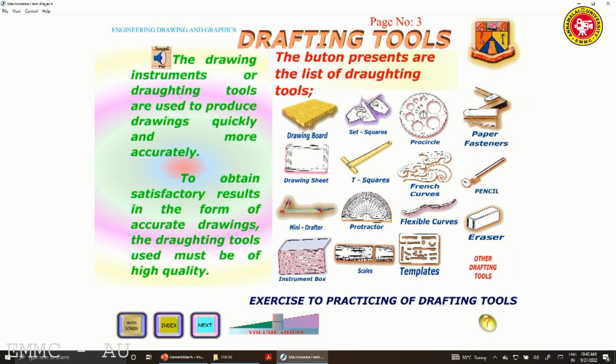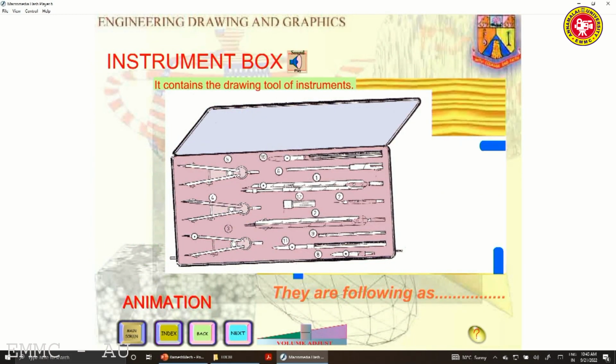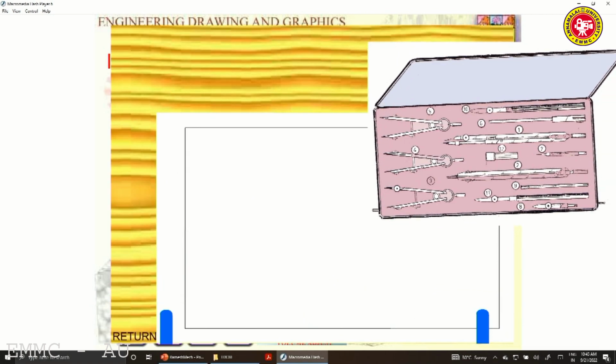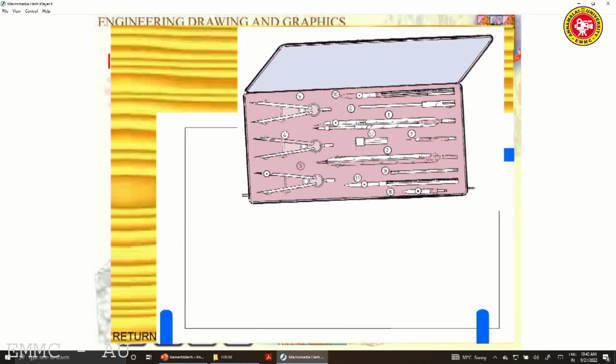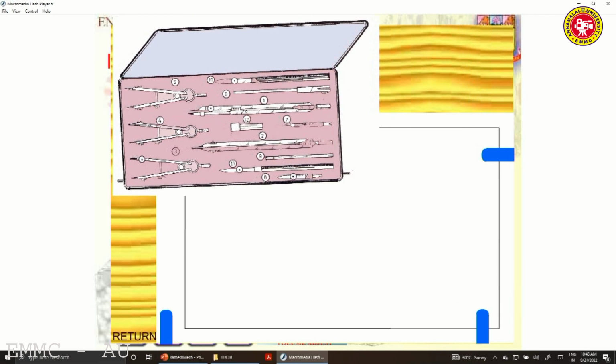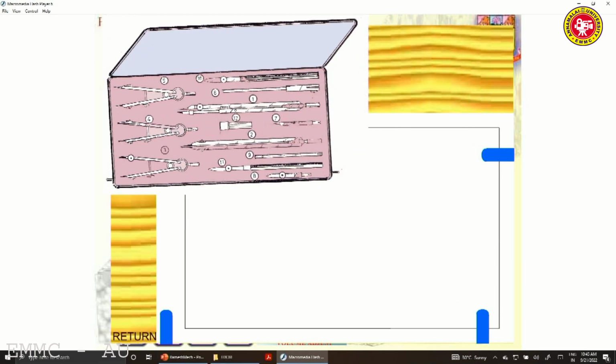Then we have to look at the instrument box. This instrument box is normally used in previous classes, but it contains a lot of instruments for drawing circles and parts of circles. Here also I have the animations. Look at this animation, how we generate circles and parts of circles by using different components, that is divider and compass.